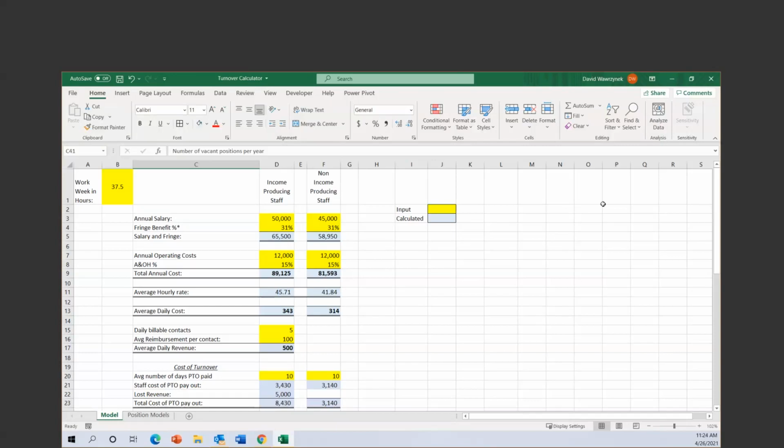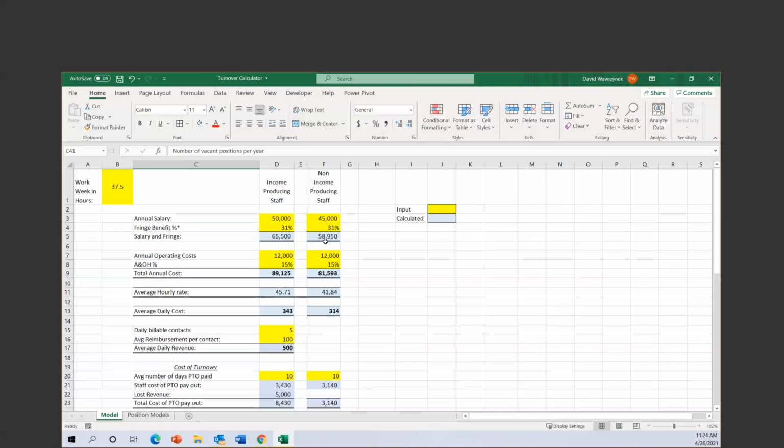Because as you know, staff have very different salaries. You have income producing staff, you have non-income producing staff. You can have non-income producing staff with lower salaries, or even executive leadership with higher salaries. And so I just never really liked the averages. So we put together a model that allows us to calculate, not exactly, but certainly at a higher level of confidence than just taking an average that you may read about what turnover costs.